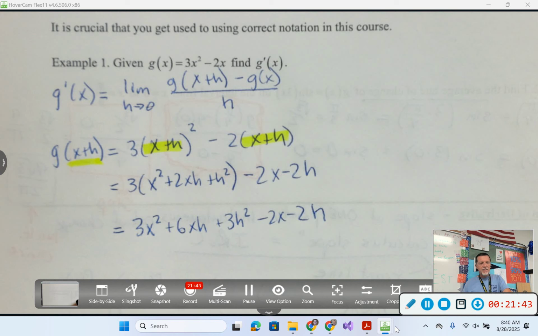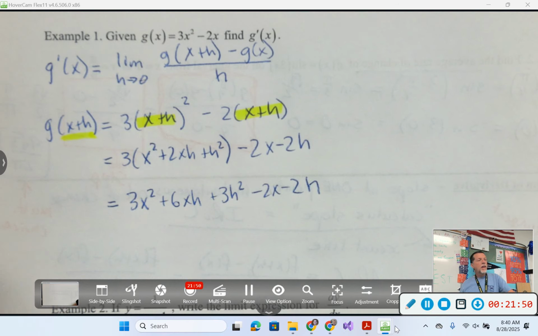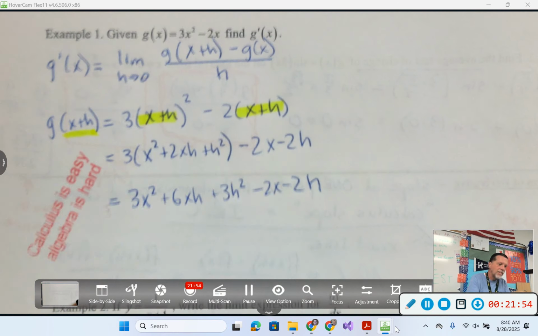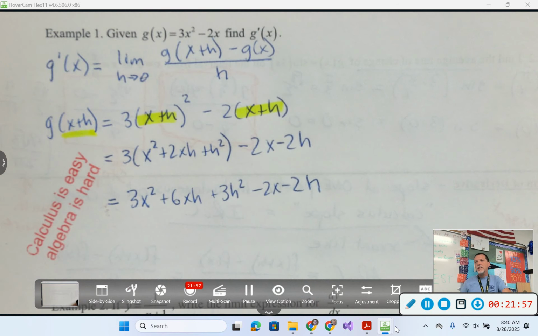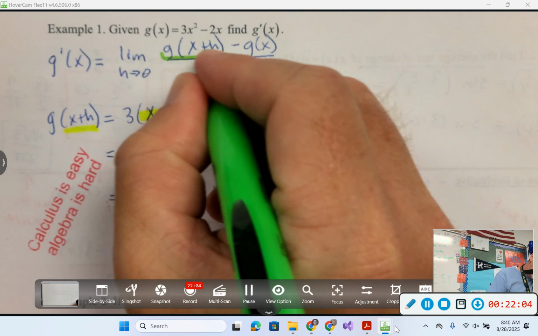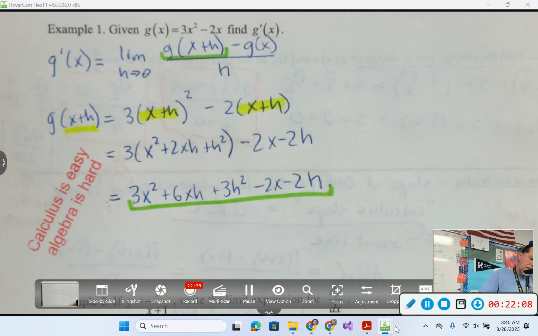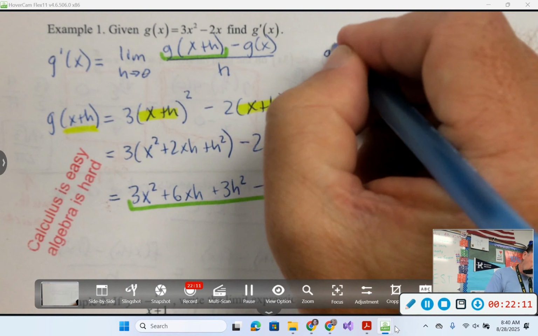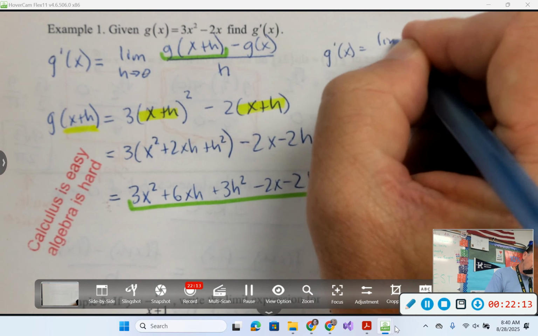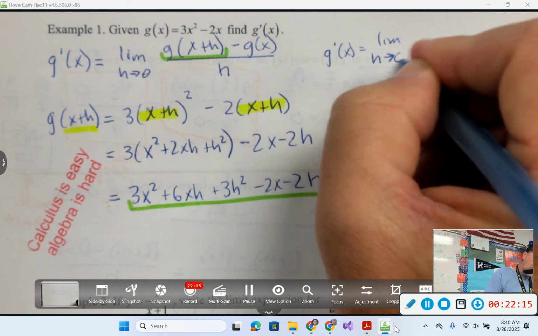So all of that is g of x plus h. And I mean, it's correct, but this is a good time to remind us that sometimes calculus is easy and algebra is hard. So we did our algebra, we got g of x plus h. So we're going to plug that in right there. Okay, so g prime of x is the limit as h goes to 0.